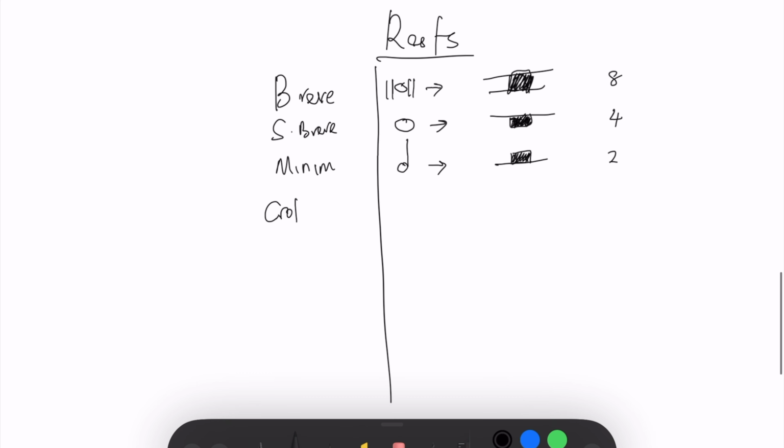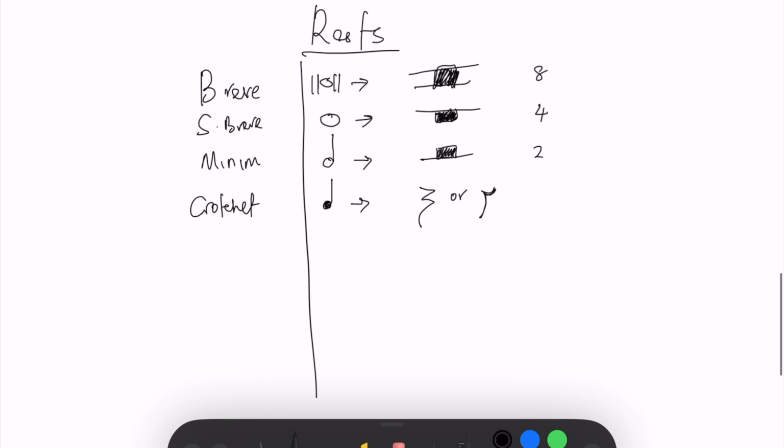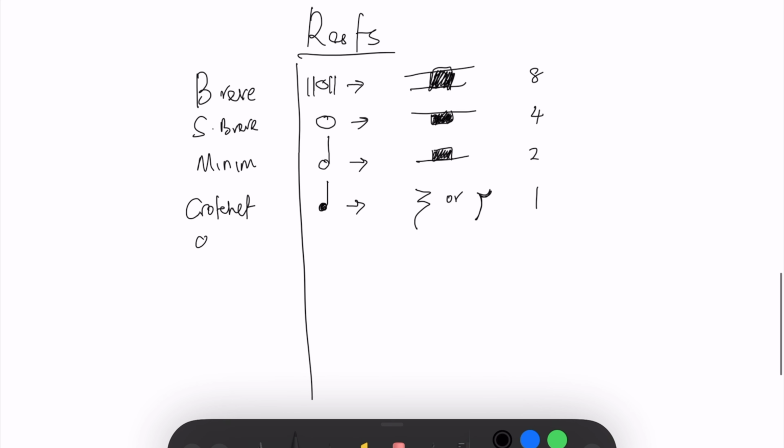You have crotchet, which is a shaded egg with a stem. Crotchet has this symbol, or you can represent it with this symbol, and that's the rest sign for crotchet. Also 1 beat. So the rest sign carries 1 beat as well, the same number of beats as the note. You have quaver, which has a stem, egg, a flag, and this way you have.